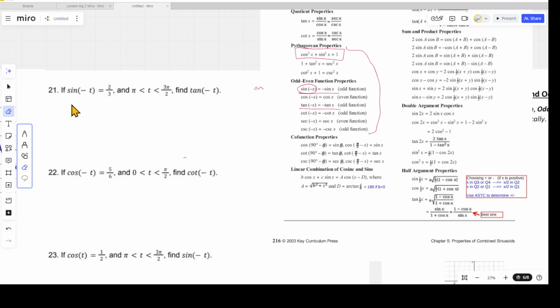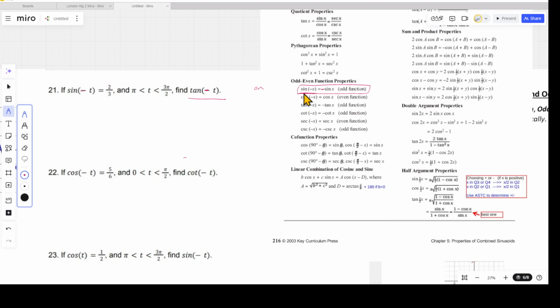All right, for this one, they're giving a sine and they're asking us for tangent. And you can see they've got these negatives in here. There's no question we're going to use these even-odd properties. We prefer not to have that thing, so we can use this property to get rid of it. We don't mind the negative outside, so let's change that.